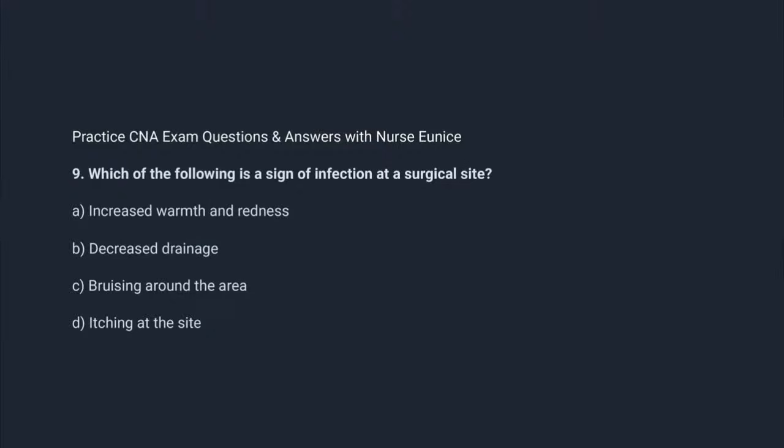Number 9, which of the following is a sign of infection at a surgical site? A, increased warmth and redness. B, decreased drainage. C, bruising around the area. Or D, itching at the site.